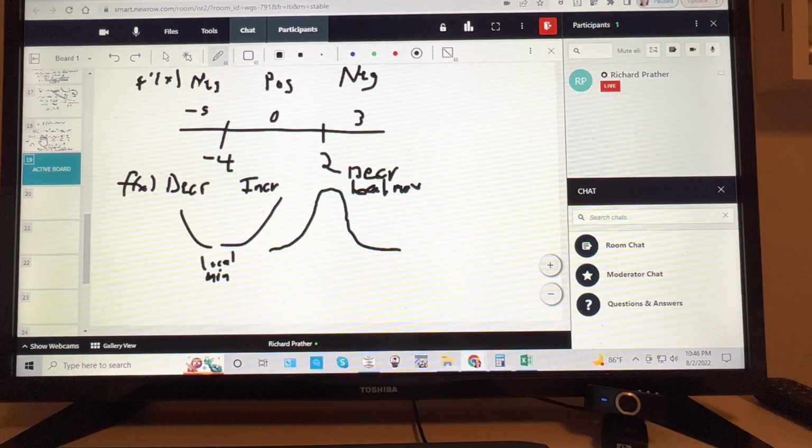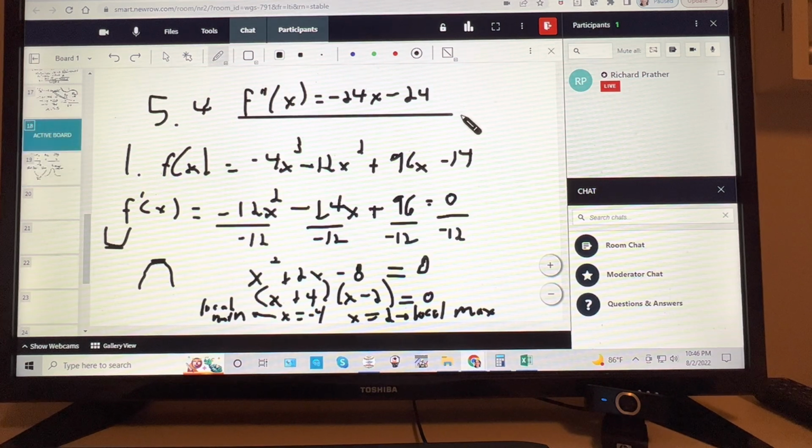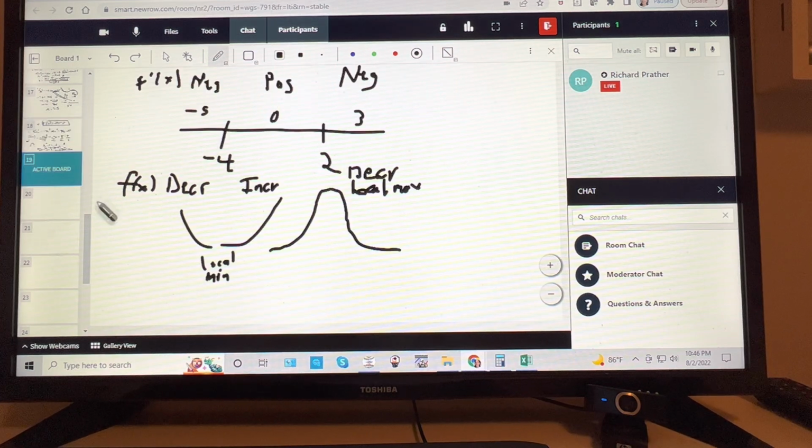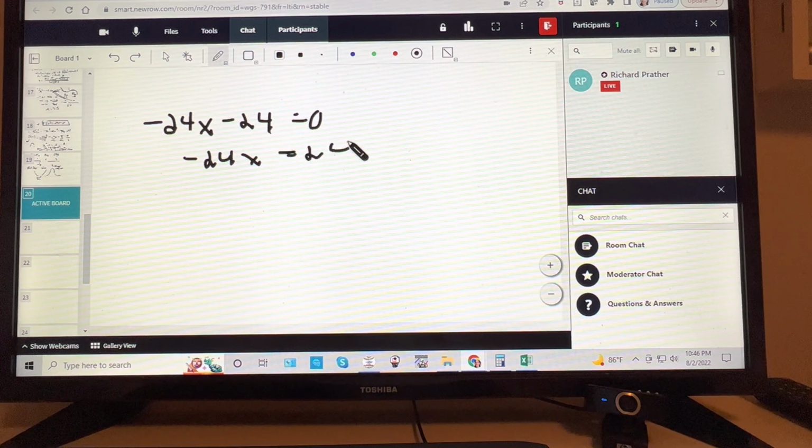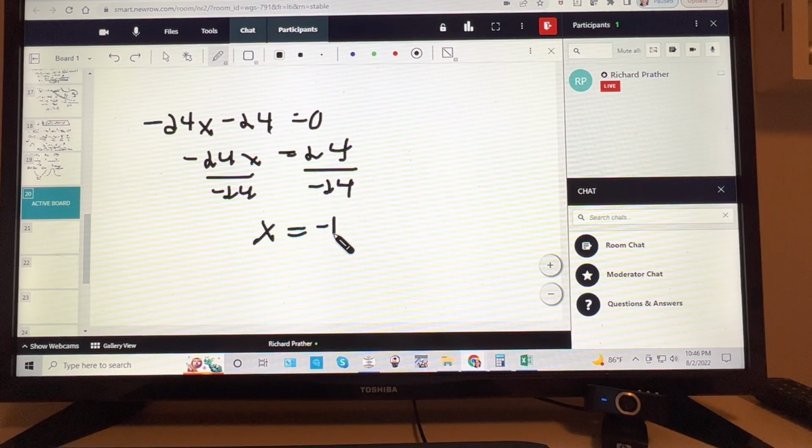Okay, so then from the second derivative, now we're going to do kind of what we just did on the first derivative. I want to set this equal to 0 and figure out what makes the second derivative equal 0. Add 24, divide by negative 24. The second derivative is 0 one time only at negative 1. So that's kind of like a critical number. We just don't call it that.